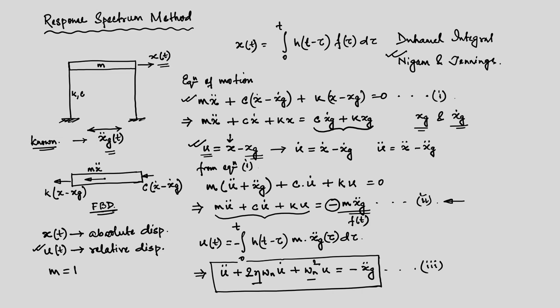Now, the moment we define the natural frequency and damping, then if we measure a ground acceleration, we can find out the response u of t. Obviously, that response will have a maximum value.